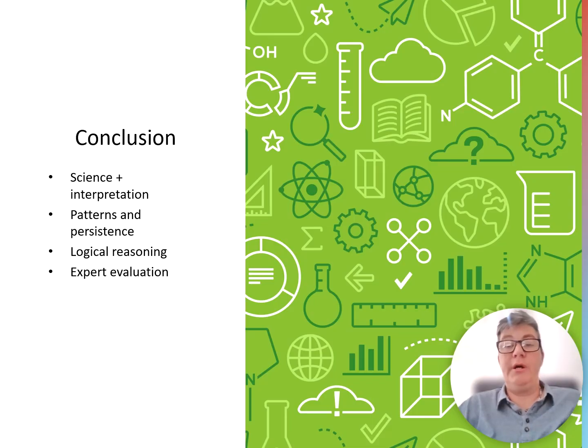Comparative forensic science combines objective data with expert interpretation. Understanding patterns, persistence, and levels of detail allows scientists to make informed conclusions. These decisions rely on both scientific reasoning and professional judgment.